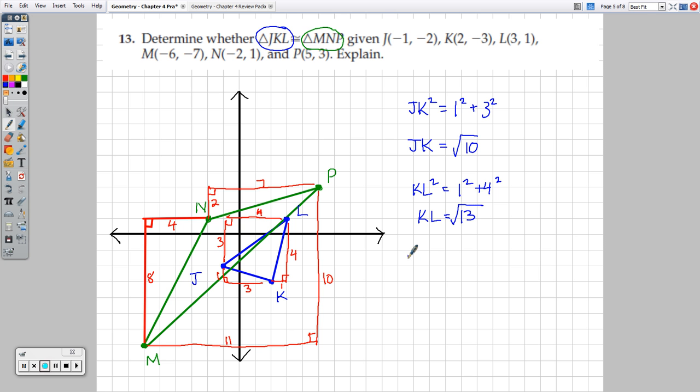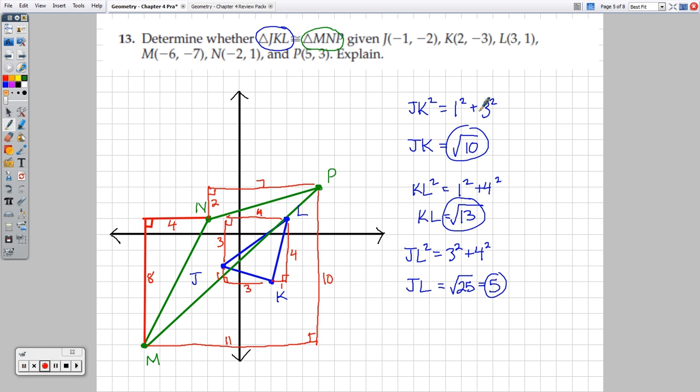And likewise, you'd have for JL squared would equal 3 squared plus 4 squared. So you'd have JL squared is 25. That means JL is the square root of 25, which equals 5. So you have this one, and this one being the lengths of your legs for the blue triangle.